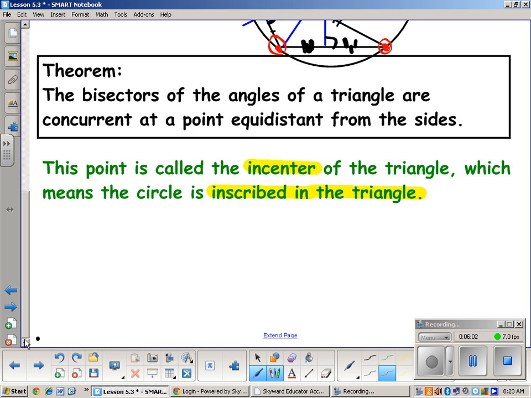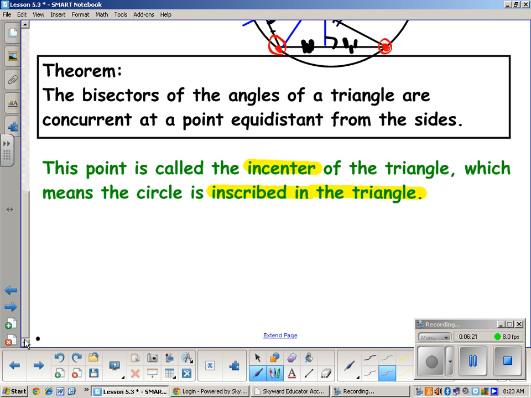Okay, the next one is the bisectors of the angles of the triangle. And they are concurrent at the point equidistant from the sides. So if you're watching this at home and I forgot to slide this down and let you pause and copy it down, then just pause it now.